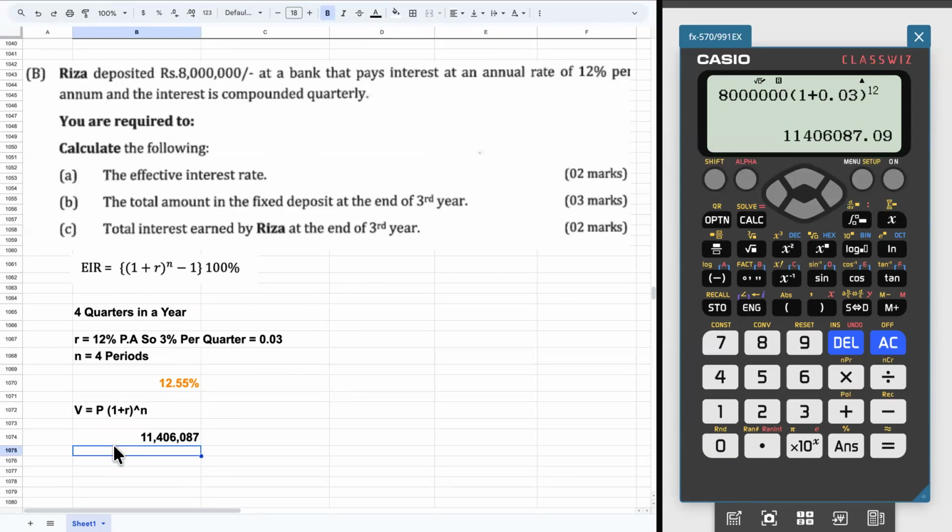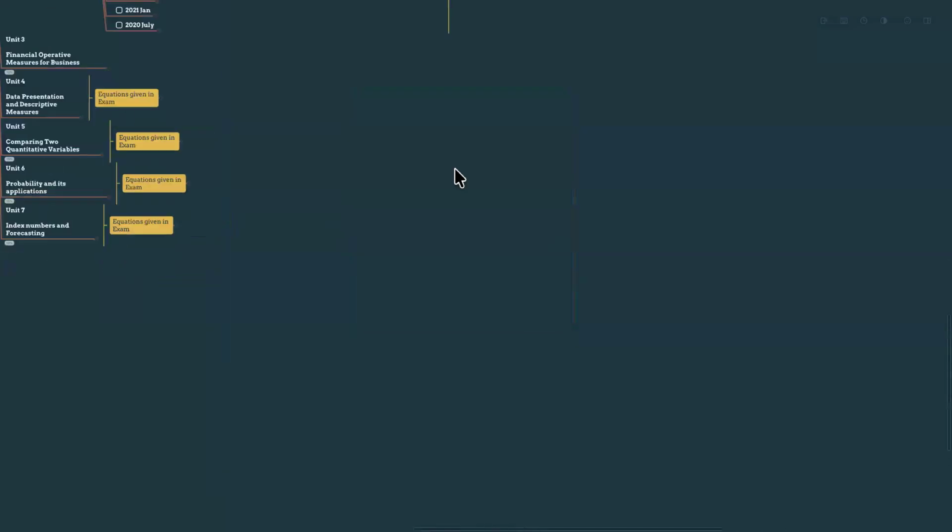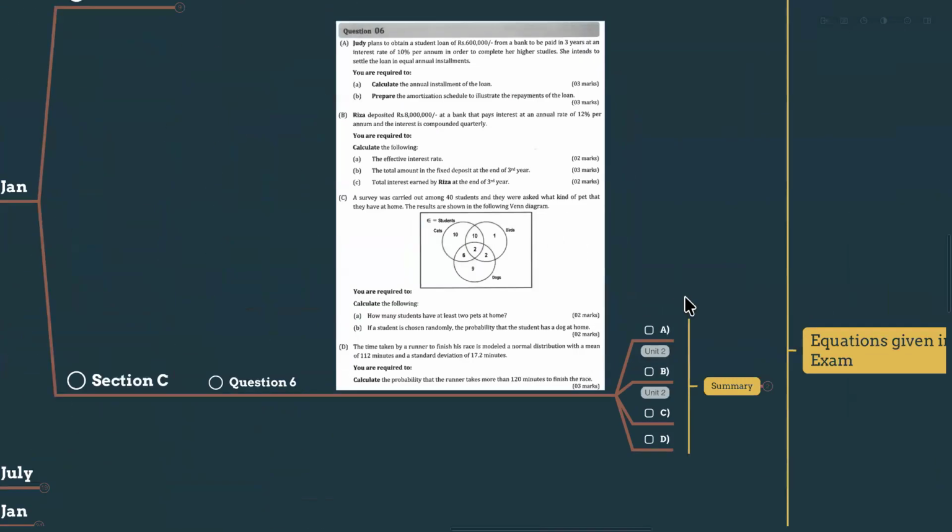So this is the total amount in the fixed deposit at the end of the third year. And the total interest earned by Risa is this total value, take away the initial 8 million, 3.4 million. Let's confirm this answer with the suggested solution, my dears.